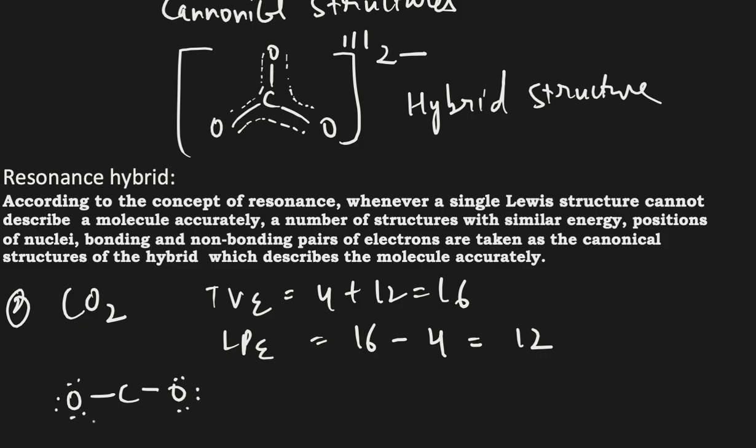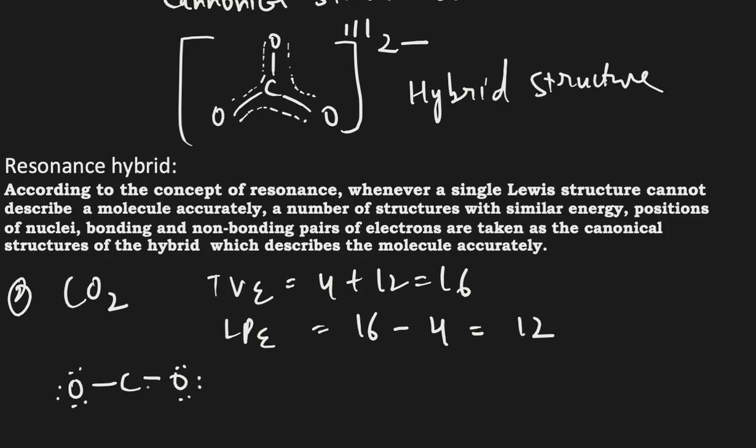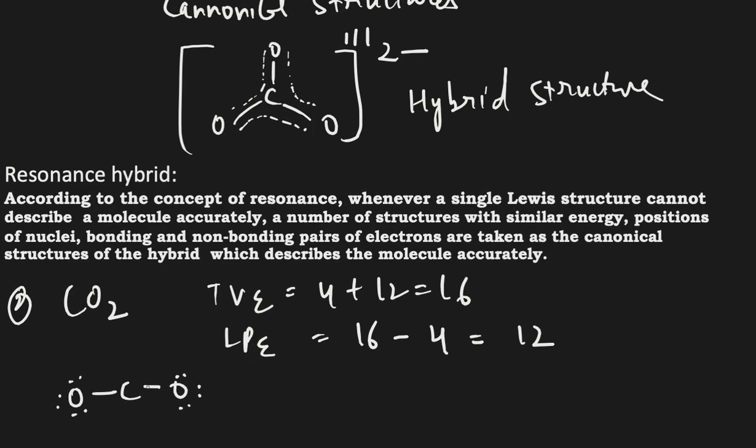You can calculate the formal charges also. So now we will check the octet rule. So here we have the complete octet for the oxygen. Here also we have a complete octet for the oxygen. But what about the carbon? Carbon has only 2 bonds here, right? So what is going to happen?